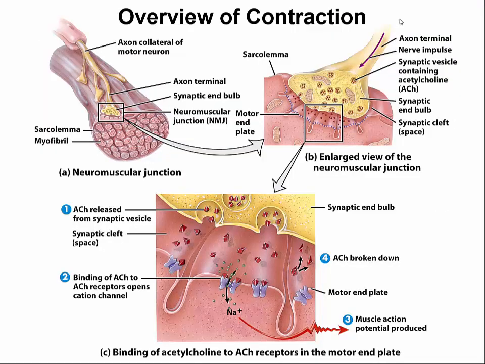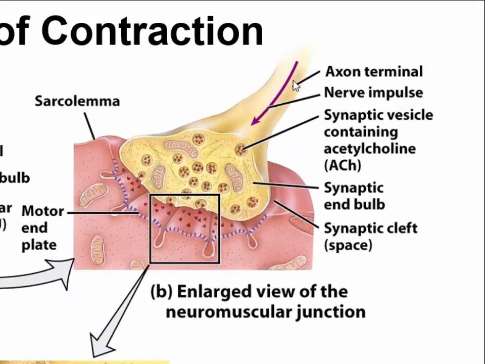Action potential is coming down this lower motor neuron. This is the axon of that lower motor neuron. And when it gets to the end, at the synaptic end bulb, also called the terminal bouton, it's going to stimulate the opening of voltage-gated calcium channels. Calcium is going to come in, and it's going to stimulate the release of acetylcholine-containing vesicles by exocytosis.